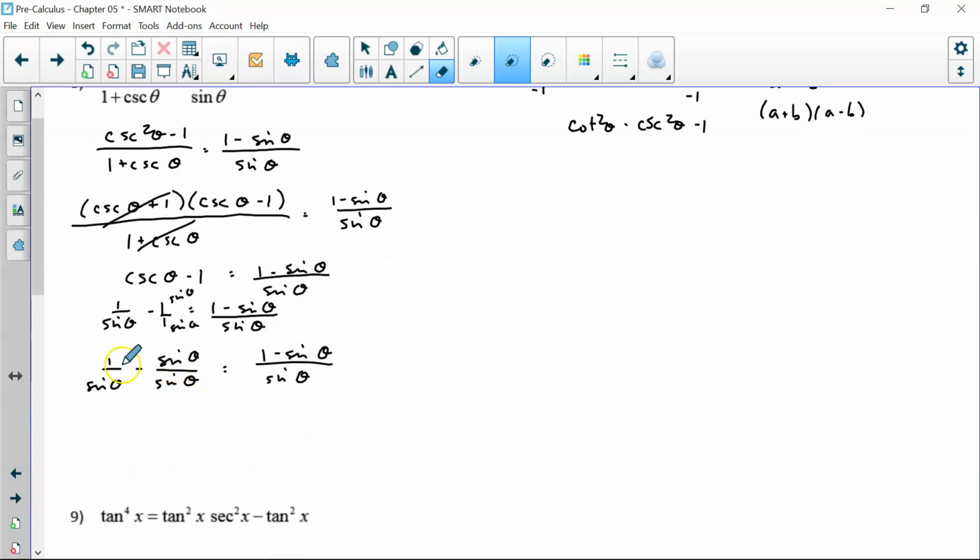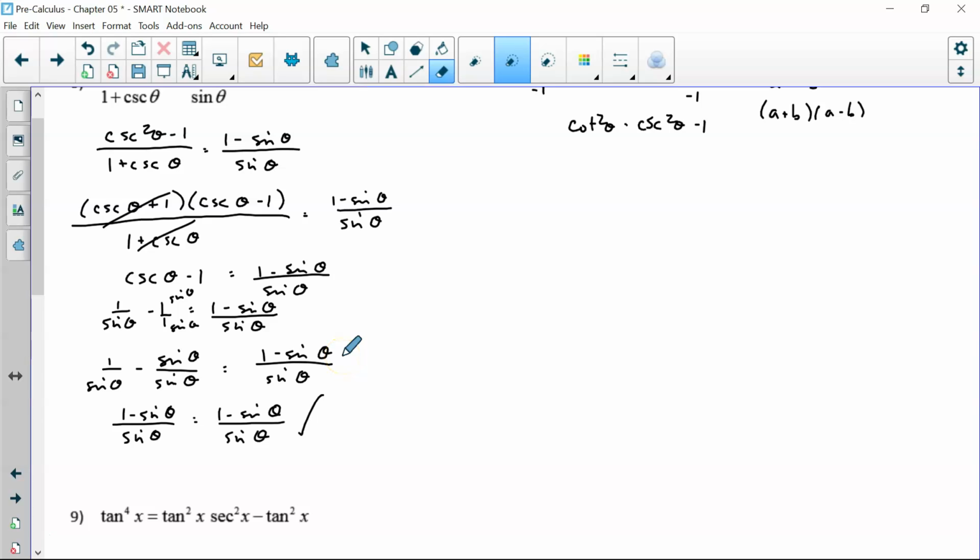So what we get when we add those fractions, (1 minus the sine theta) over the sine theta equals (1 minus the sine theta) over the sine theta. That was a tough one. There's probably a better way to do that, and I'm sure we can discuss that in class as well. But that's one of the ways to do it. All right, let's do some more.